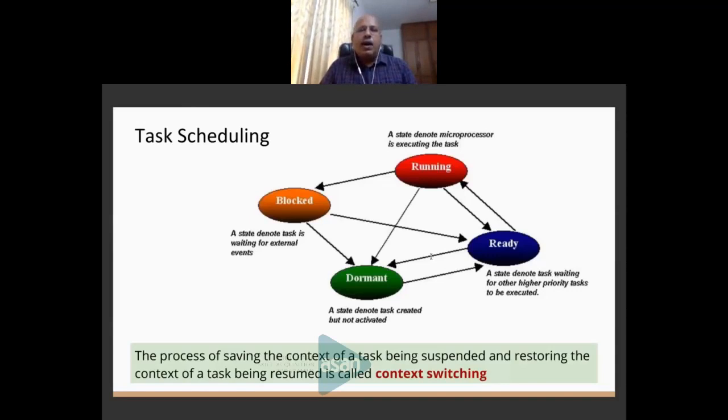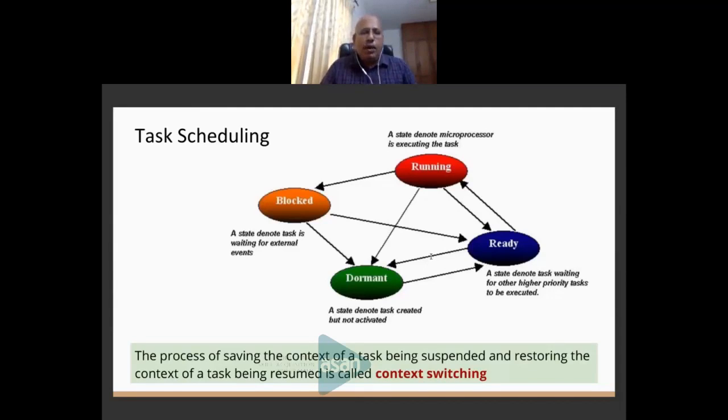So in a real-time operating system scenario, all the tasks will be in one of these states. There can be only one task in the running state, because that is the one using the CPU. But there can be many tasks in the ready queue, many tasks in the blocked queue, and many tasks in the dormant queue. And all these transitions happen through interrupt service routines and system calls. Those are the ways in which these transitions happen.